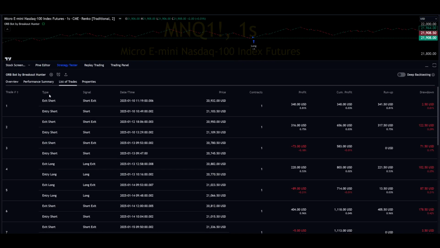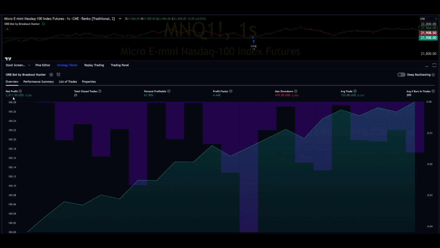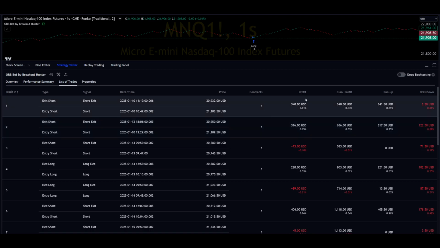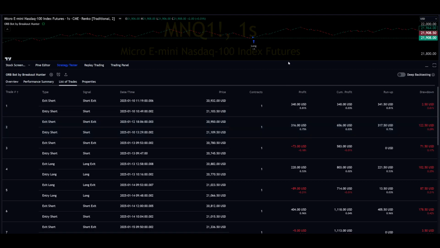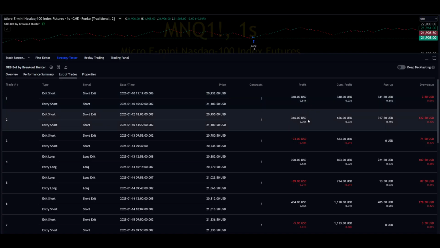And then when we look at our list of trades here, we started out, okay, so with this setting right there, the first trade was on the 10th. That's the data it has back to. Net profit is 2,800. 61, almost 62%, 4.5 profit factor, max drawdown 419, average trade 133. And this is right here the list of trades that it had. And we're looking at, we won the first one, so that's good. Our drawdown was only 250.